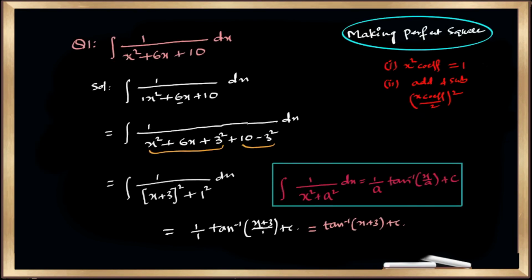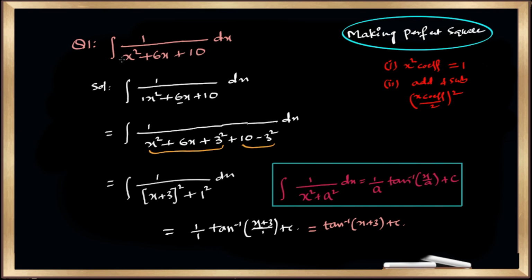Now question number 1. Integral of 1 by x square plus 6x plus 10 dx. Here we have to make a perfect square. For making a perfect square, always make the x square coefficient 1. After that, we add and subtract (x coefficient by 2) whole square. Now let us see one example. Here 1 by x square plus 6x plus 10.